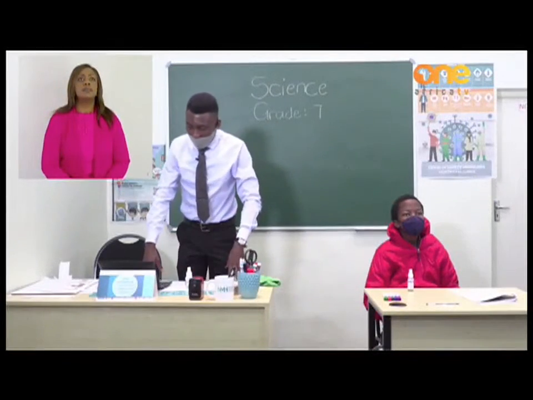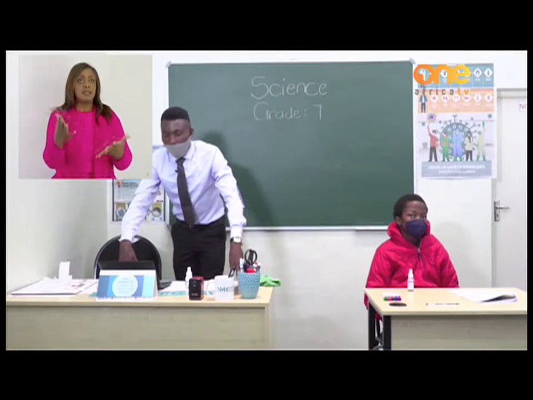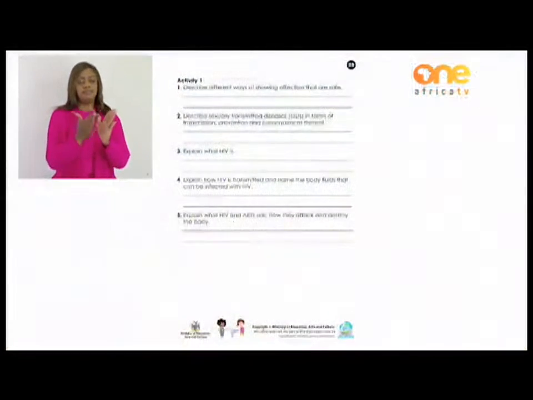All right, Mr. Futo has prepared some questions for you here. Let's all turn to page 25, where we will find our questions. As it's written there, Activity 1, number 1: Describe different ways of showing affection that are safe. I think that all of us can answer this question.